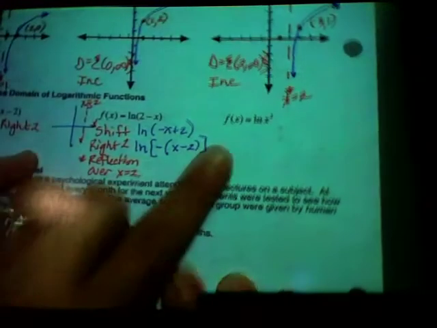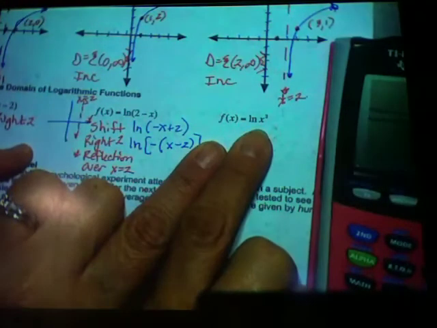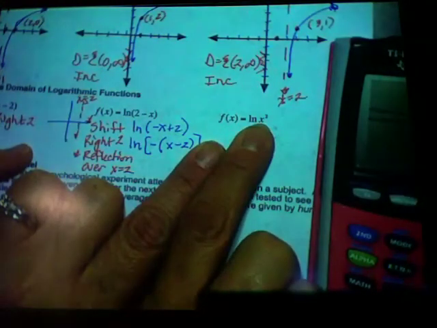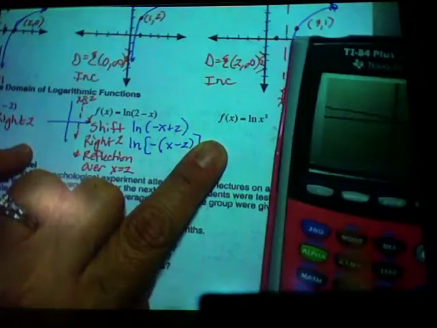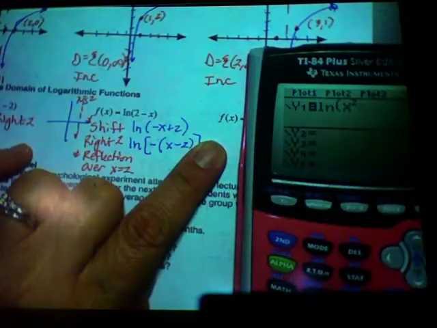So then I want you to plug this one into your calculator to look at what happens if we have the natural log, obviously base e, of x squared. What does that do? So let's go to here, clear that out. I'm going to do natural log of x squared. So that's what I've plugged in. Look what happens.